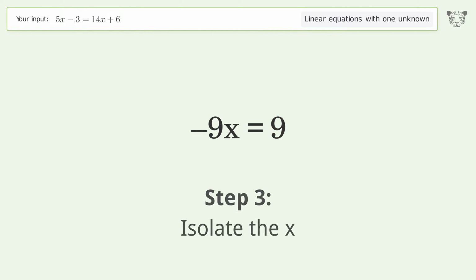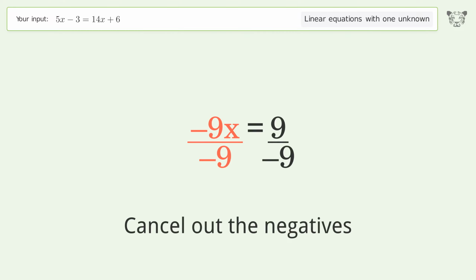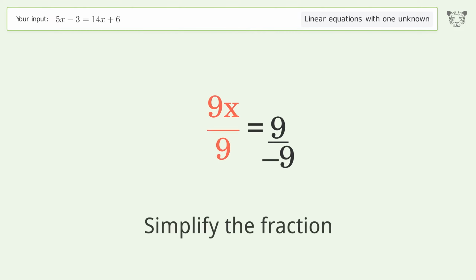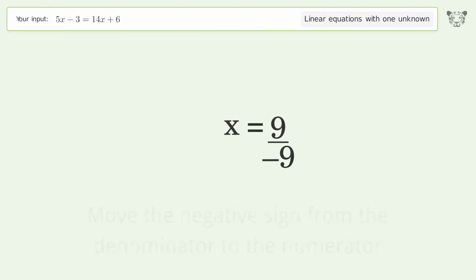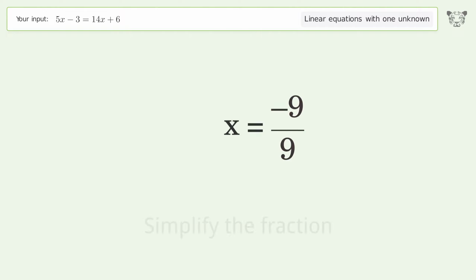Isolate the x. Divide both sides by -9. Cancel out the negatives. Simplify the fraction. Move the negative sign from the denominator to the numerator. Simplify the fraction. And so the final result is x equals -1.